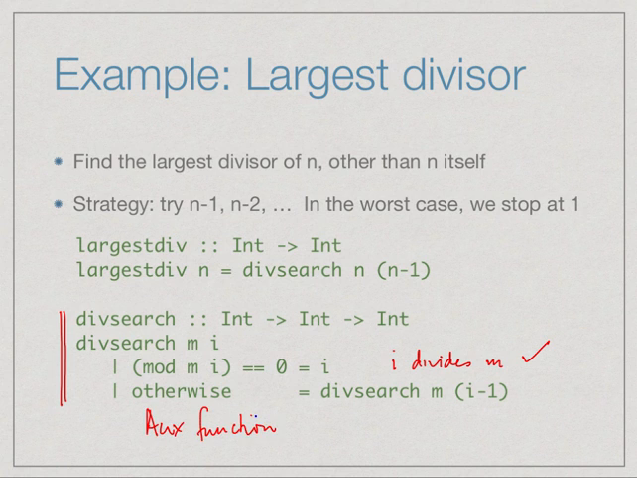So this is something about Haskell. You can write a bunch of functions together. It doesn't matter in what order you write them. It doesn't have to be before or after. And these functions can call each other. So we have largest divisor, the function we want, which calls this divisor search. The interesting thing about divisor search is that it is a recursive version of what we would normally call a loop. So it's looking at i, and if it's not i, it goes to i minus 1.